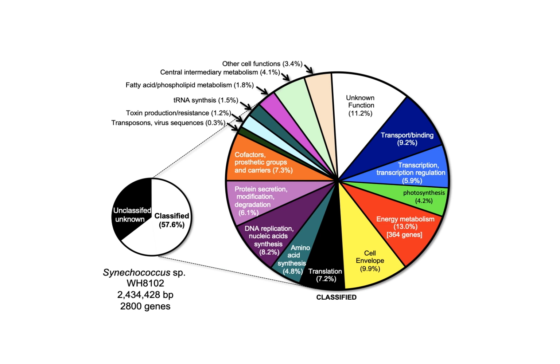So here's a pie chart of the breakdown of the different categories of genes. Only 4.2% is devoted to photosynthesis. So if you take that out, some of the proportions look somewhat like an E. coli. So there's 13% devoted to energy metabolism, 10% to the cell envelope. There's 8% to DNA replication and nucleic acid synthesis, about 6% to transcription, and about 11% to translation.